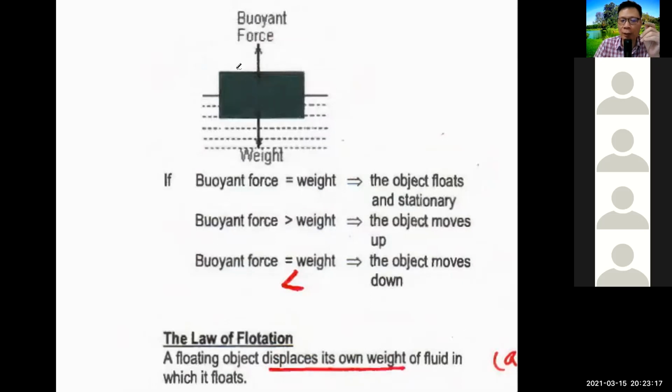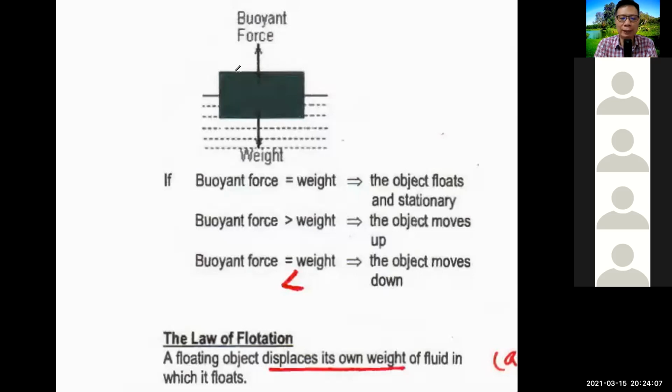But one thing is different: the law of flotation never uses the term buoyant force. You only say the object displaces its own weight, but you never say buoyant force. Whereas Archimedes principle straight away says buoyant force. An object submerged in the water produces a buoyant force, so the buoyant force equals the weight of water displaced. This is Archimedes principle. Whereas for the law of flotation, you never say it directly, you say the object displaces its own weight.